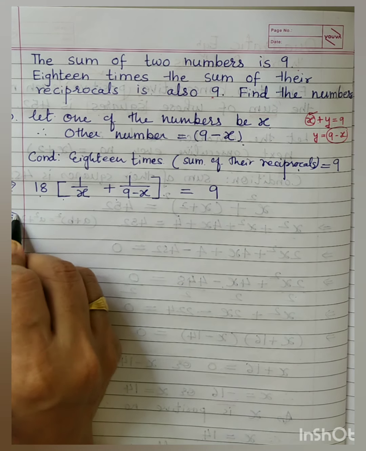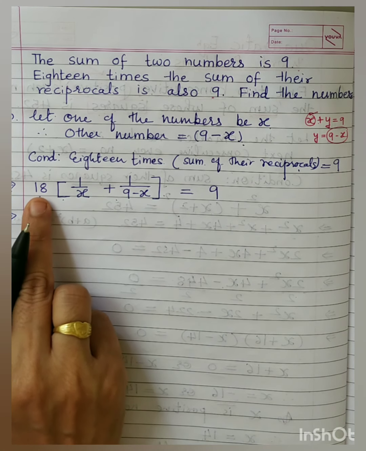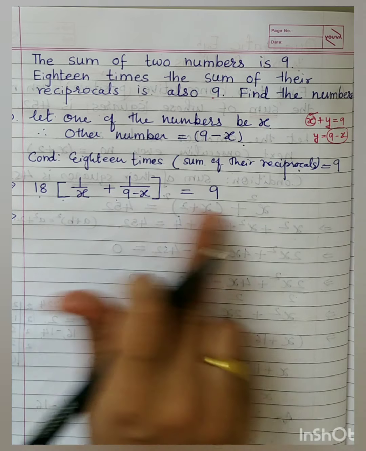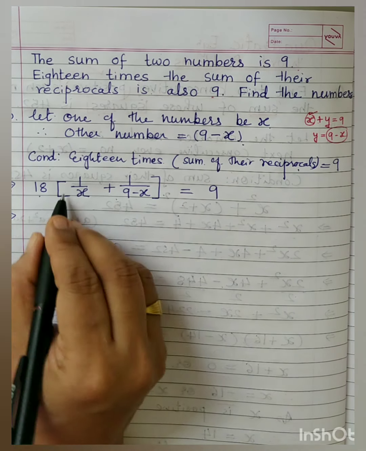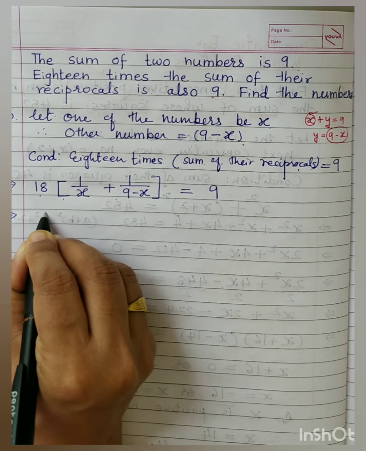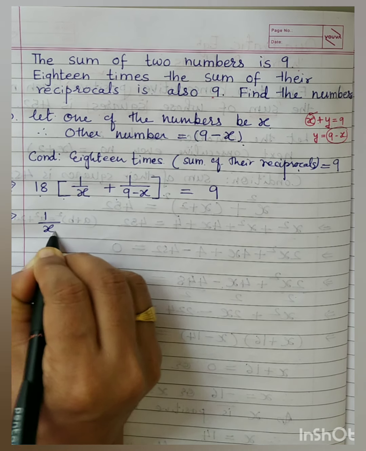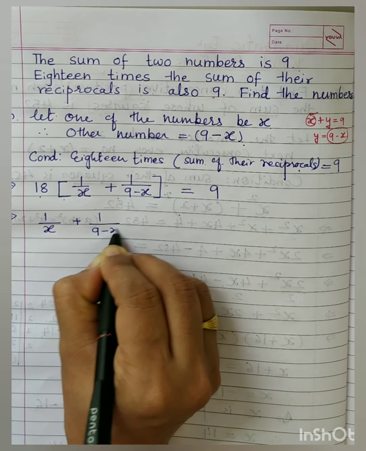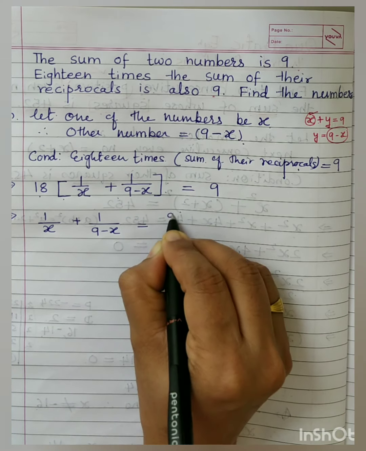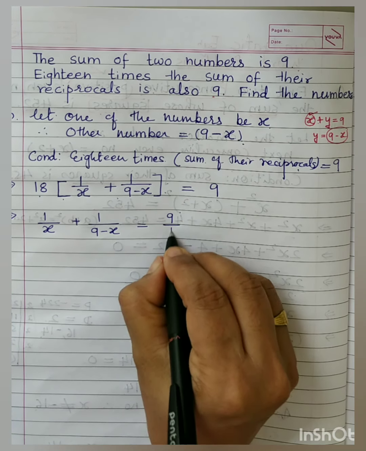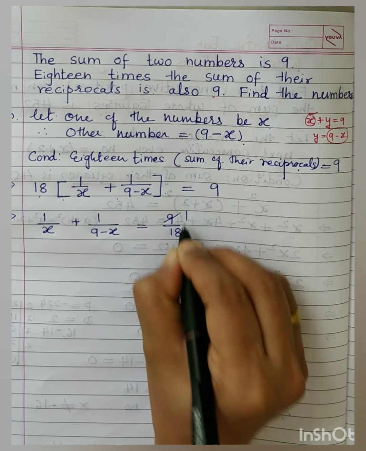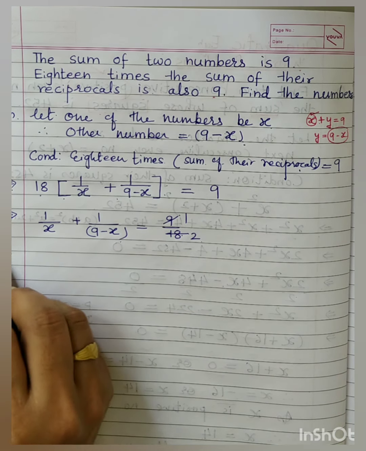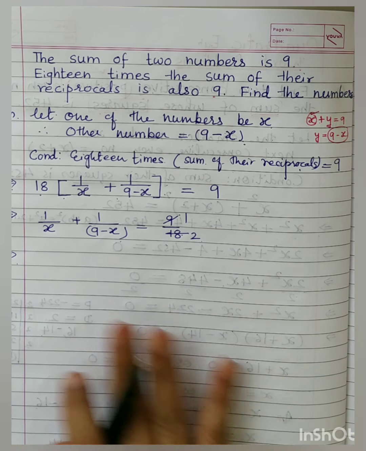Next step, you know what we need to do. We need to simplify. You see now 18 and 9. Since they can be simplified, I shall shift 18 to that side. I will not make it more complicated by multiplying the bracket. That understanding you have to develop by solving the sums. So 1 upon x plus 1 upon 9 minus x is equal to 9 divided by 18. 9 ones are 9 and 9 twos are 18. Simpler numbers we have got. Now this pattern you have practiced in many sums, how to simplify these questions.